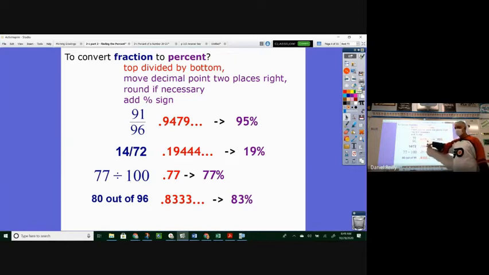91 divided by 96, 95%. 14 divided by 72, 0.1944444444444. We can round that off. 77 divided by 100, that's 77%. 80 out of 96, right? So these things are given to you in different ways. The part divided by the whole, that's what every fraction is. The part divided by how many parts there are in one whole, 3/4. 3 parts out of 4 parts that make up a whole. So these are not very difficult either.